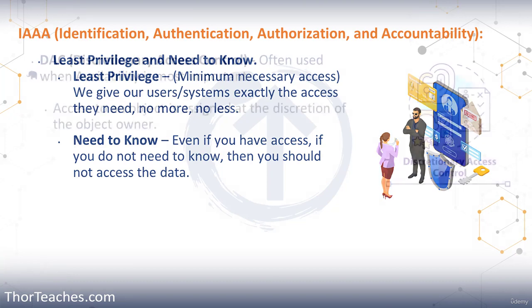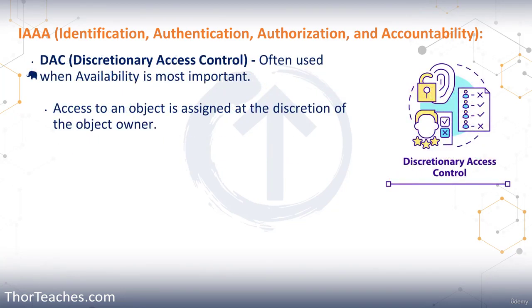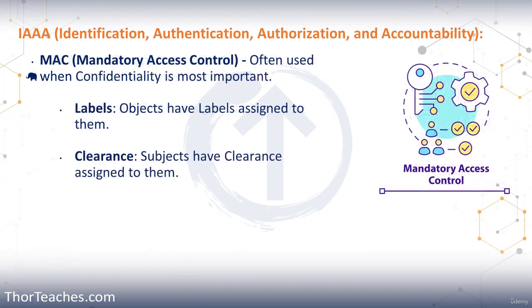Then we talked about discretionary access control. That is at the discretion of the owner. They can grant and remove rights. We talked about mandatory access control. That's the one where confidentiality is most important. We use least privilege, we use labels and clearance. Objects have labels assigned to them and subjects have clearance. That clearance needs to supersede the label assigned to the object for you to access it.